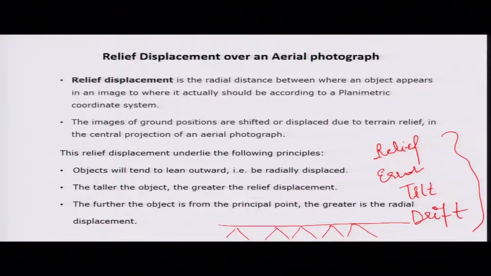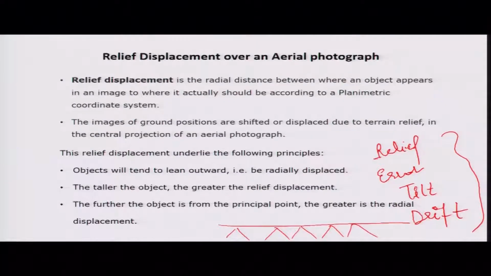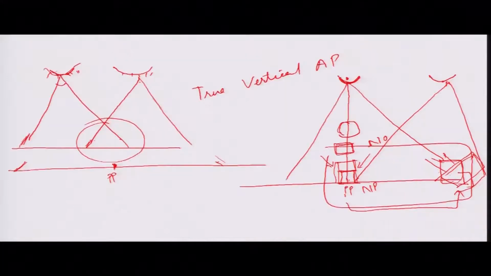So, the relief displacement follows these principles. As I talked earlier, the objects will tend to lean outward, radially displaced away from the center like this. The taller the object, the greater the relief displacement. The further the object is from the principal point, the greater is the radial displacement. So in this case of aerial photograph, this will be your radial distance.